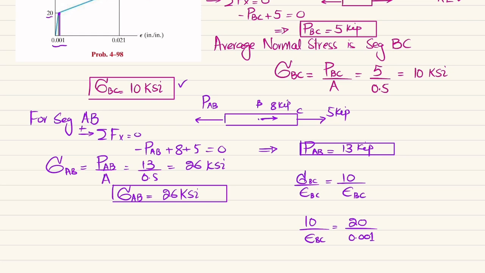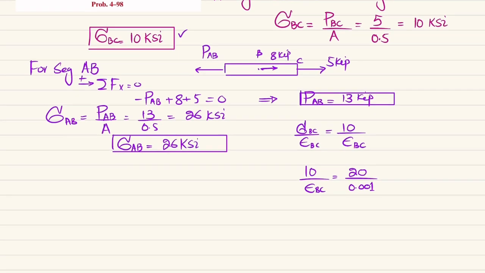Let me explain again. You can see that this sigma BC is 10 KSI, which will be on this line. At 10, we will have some strain. The ratio of stress over strain at this point will be the same as the ratio of stress over strain at that point. So what I have written is 10 divided by epsilon BC is equal to 20 divided by 0.001. From here, we will get strain BC equal to 20 divided by 0.001.